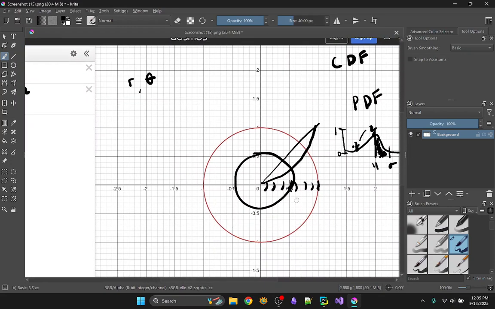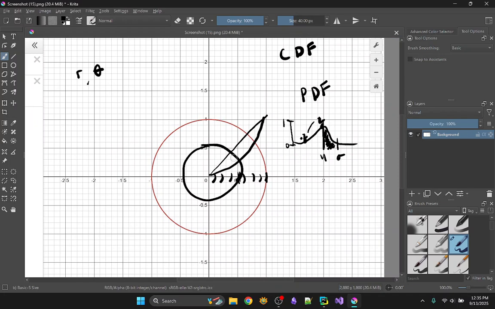What next? Oh yeah, so we want to generate radii such that this radius of 1 is twice as likely as this radius of 0.5, right? So we want to generate radii such that the histogram of their values looks like this.